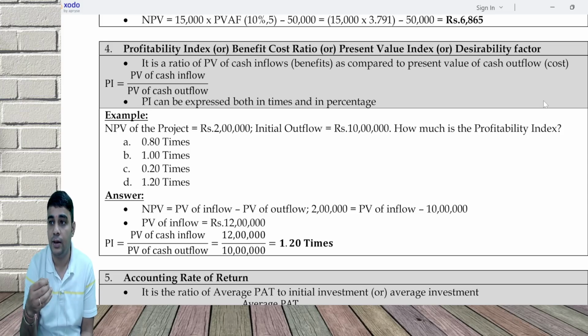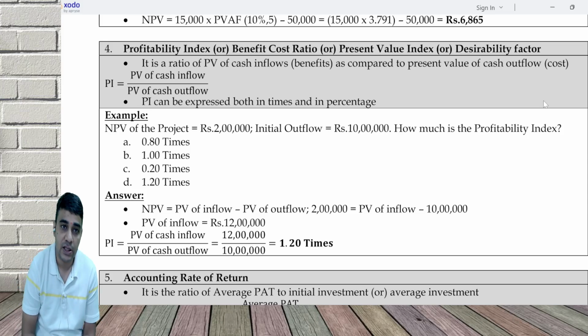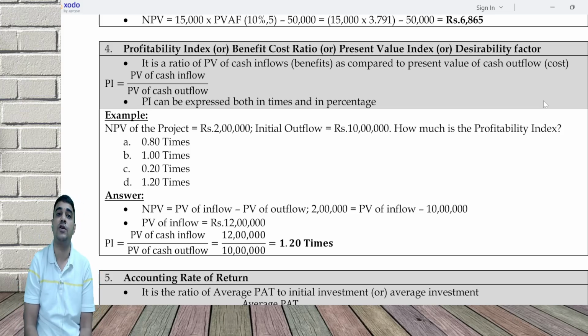When I say playing around, for example, if I want to increase profits, do the WDV method, do the SLM method, or go for provision for bad and doubtful debt write off, or don't go for provision for bad and doubtful debt write off. So you can keep doing multiple things in accounting to change your profits. Cash flows cannot change just because of your accounting.